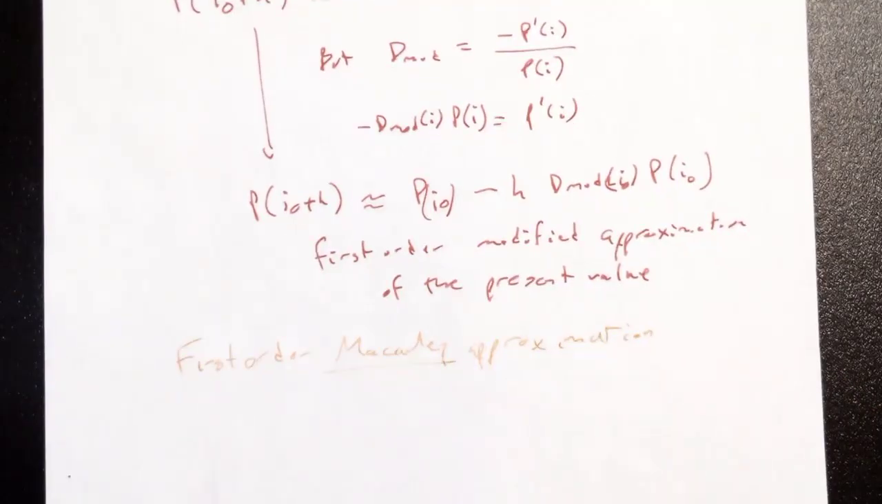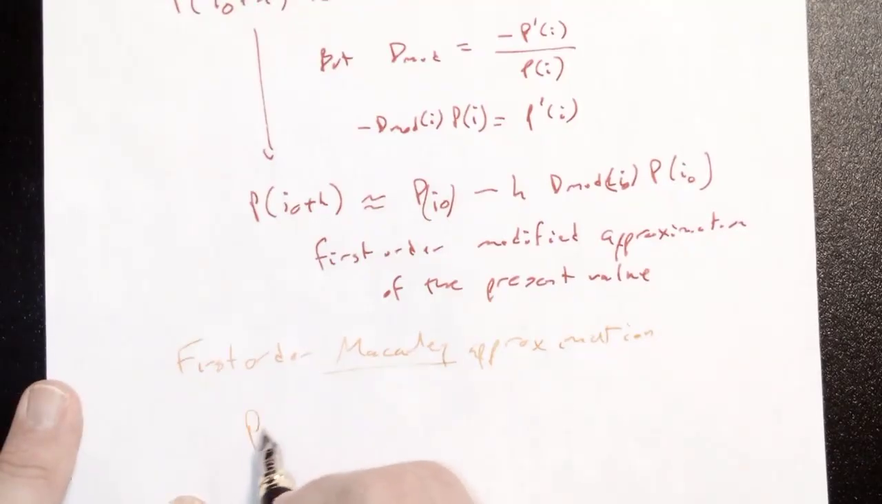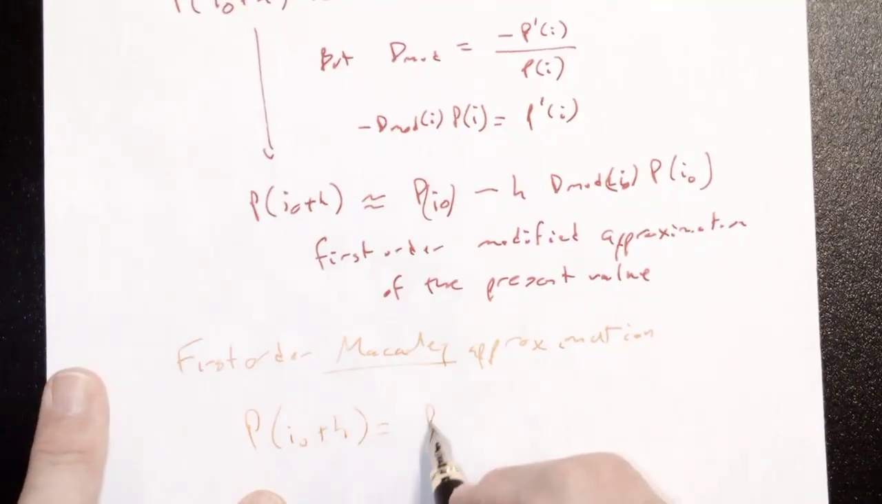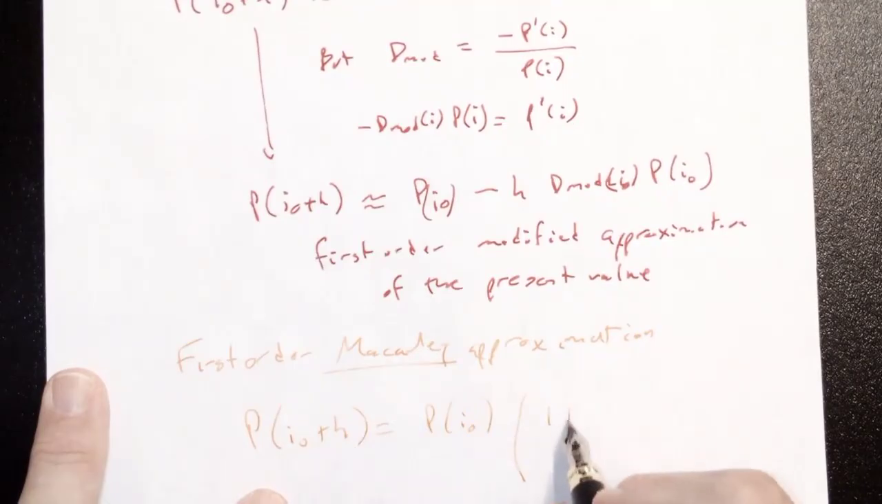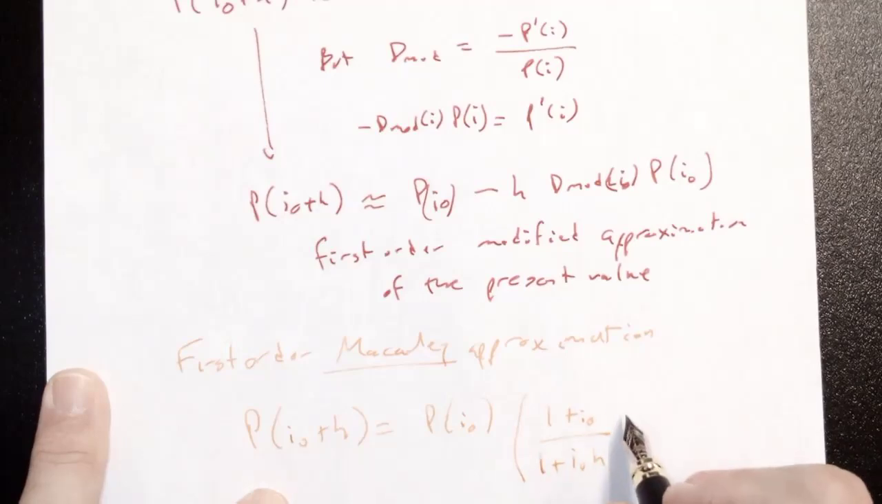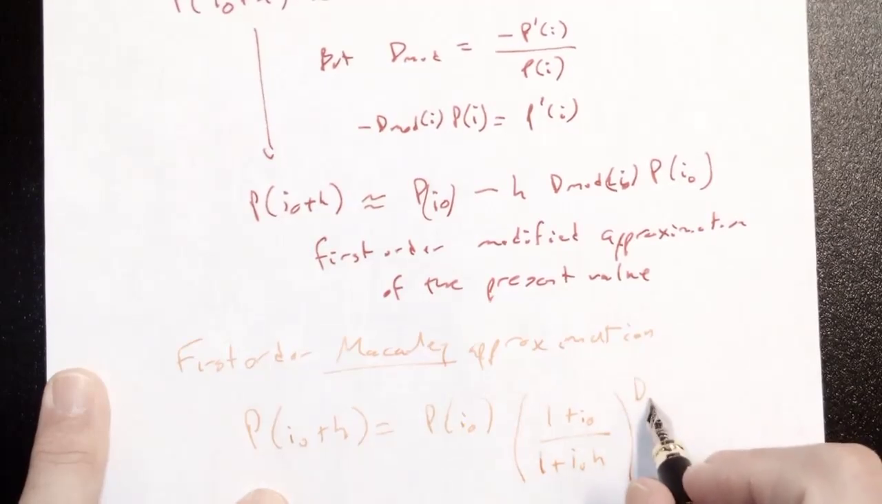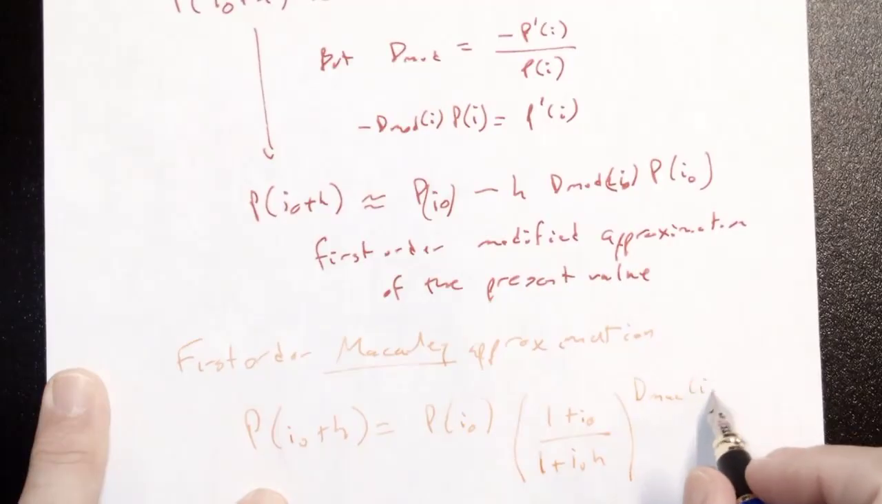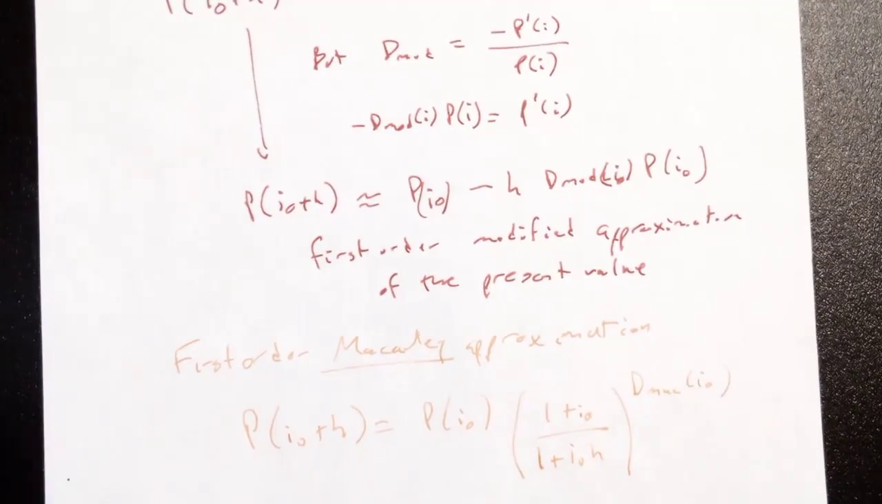Notice that we're now changing from the modified duration to the Macaulay duration. But what we end up with is an exponential expression. P of I0 plus H is P of I0 times (1 plus I0 over 1 plus I0 plus H) raised to the Macaulay duration at an interest rate I0.